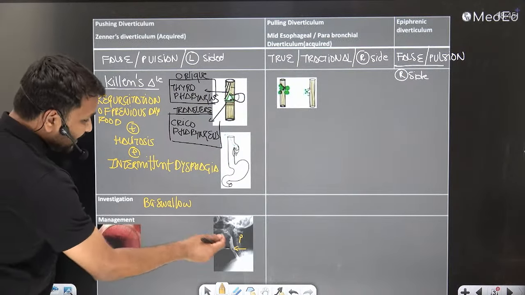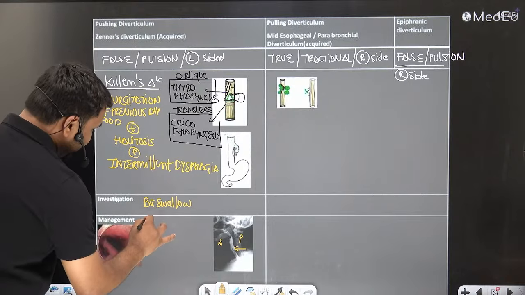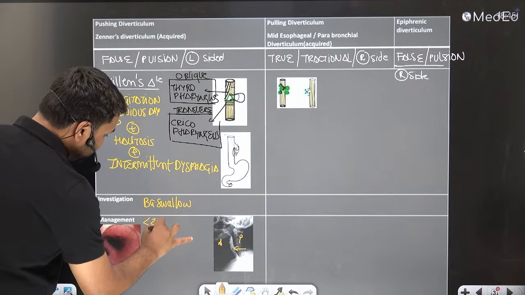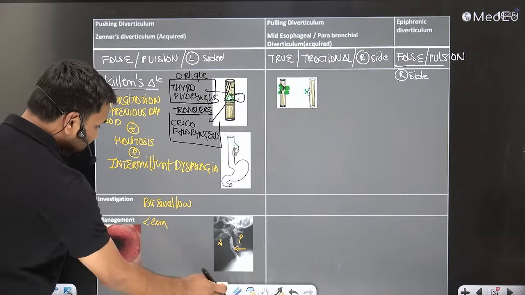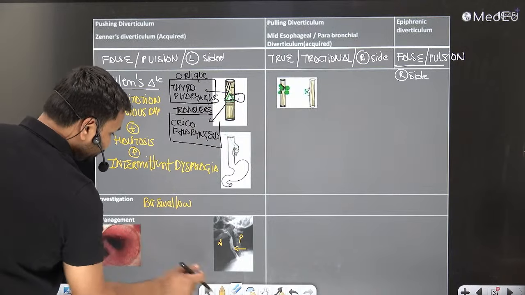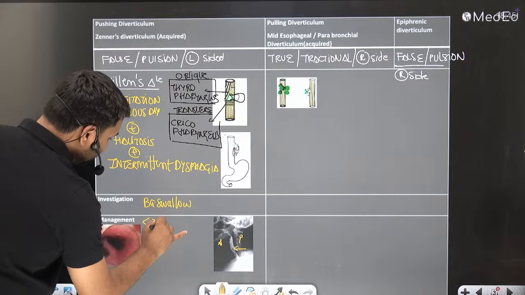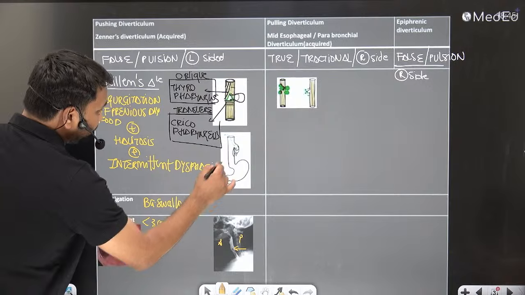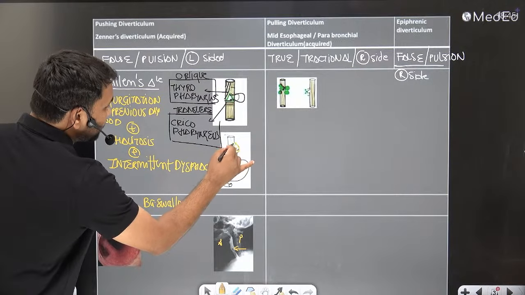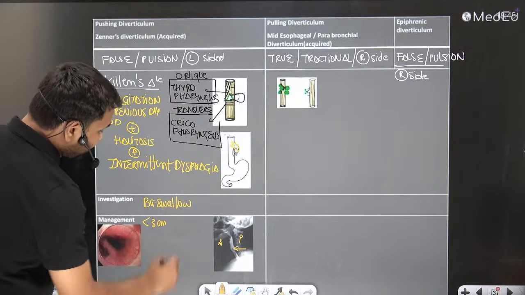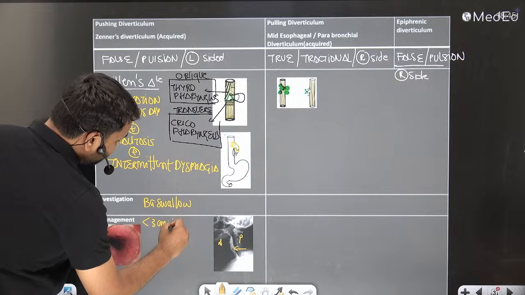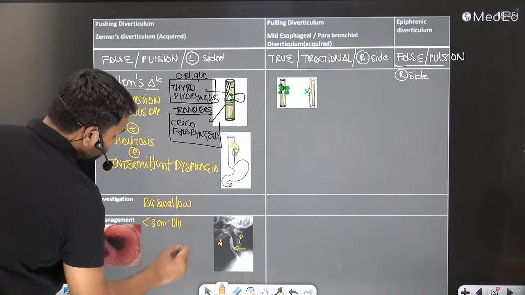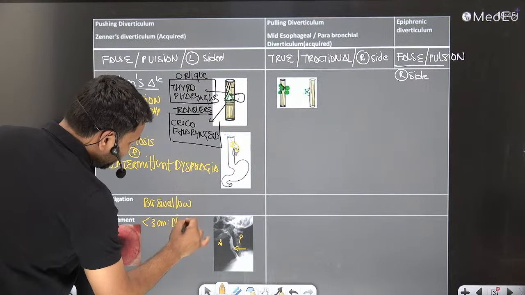Management will depend on the size of the diverticulum. If the lip is less than 3 centimeters, that is the diverticular mouth, the opening, this distance we are measuring, if it is less than 3 centimeters, then we do diverticulostomy.